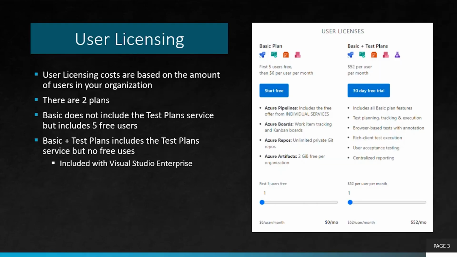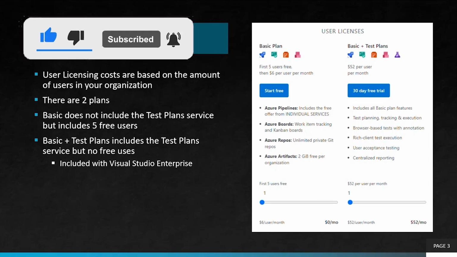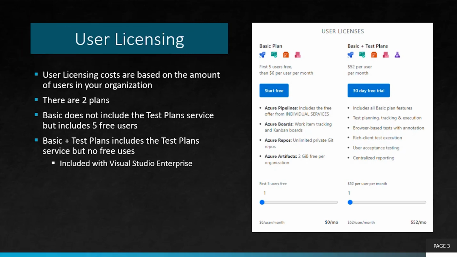The first thing that we're going to cover here is that there's basically two types of user licenses. In other words, when you pay per user, there's the basic plan, which is the one that we're using in this series, which is the one that gives you up to 5 users for free. And the licensing costs for users are based on the amount of users that you have in your organization. So if you have the basic plan, once you have more than 5 users, then you start paying $6 per user per month, as we see on the image on the right side. That's taken directly from the Azure DevOps website.